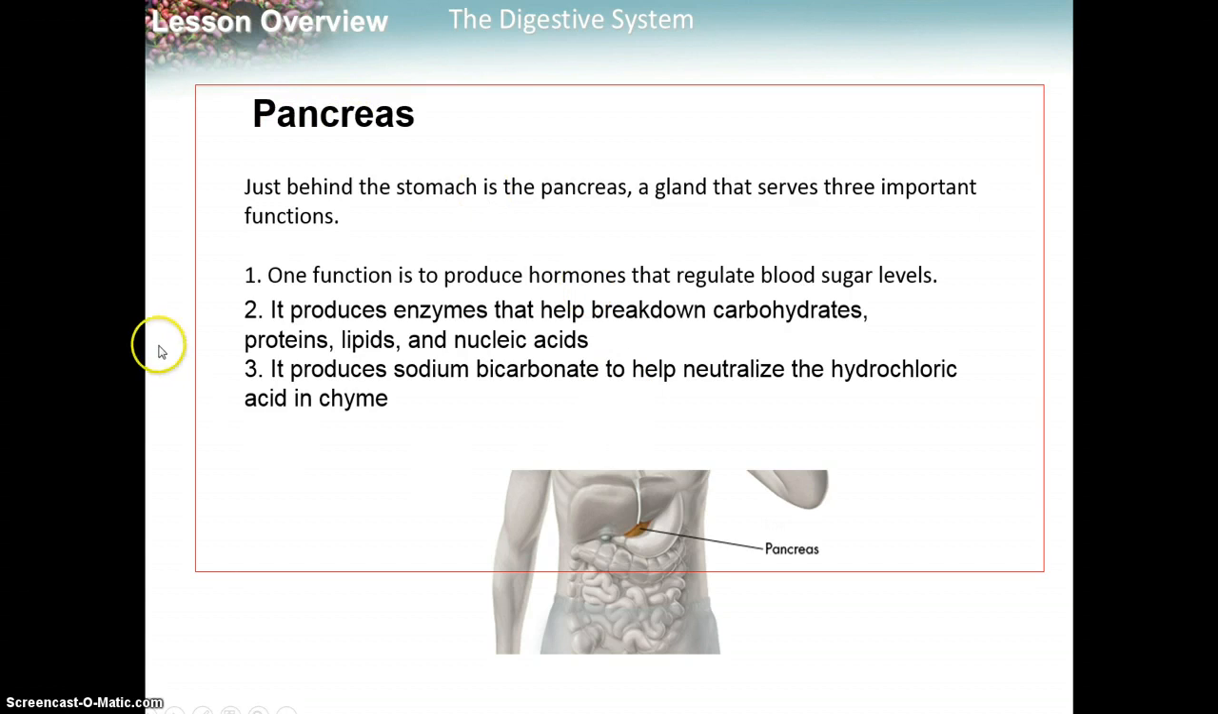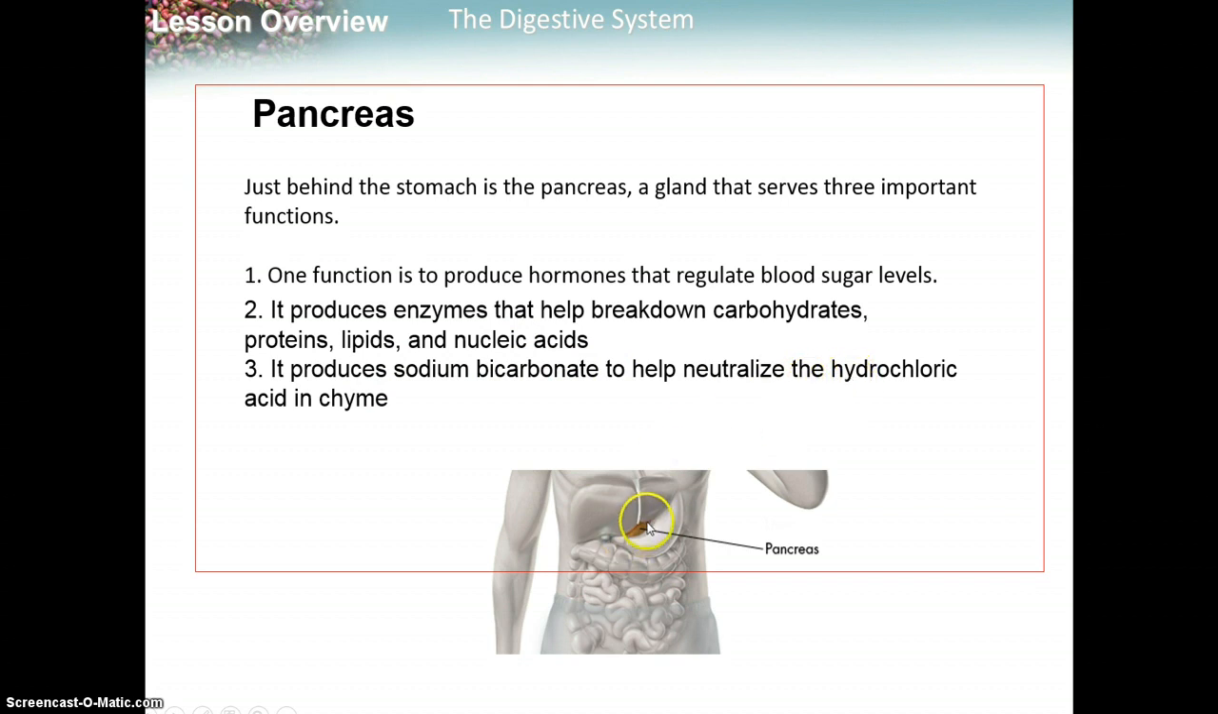We're right now going to talk about some accessory organs. The first organ is called the pancreas. You're going to want to know the main functions of the pancreas. One function is that the pancreas produces hormones that regulate blood sugar levels, like insulin and glucagon. We're going to talk about these hormones next unit. It also produces enzymes that help break down carbohydrates, proteins, lipids, and nucleic acids. And it produces sodium bicarbonate, which is a base that helps neutralize hydrochloric acid in chyme.